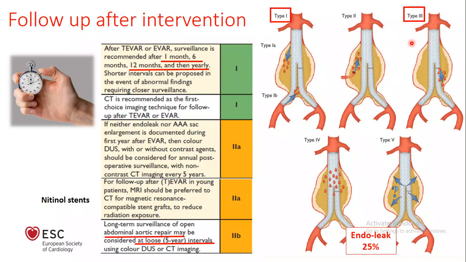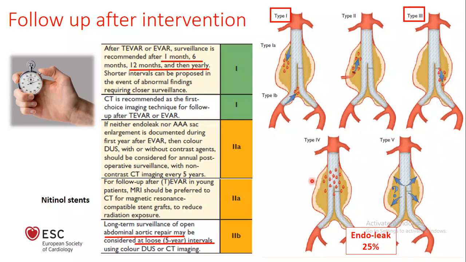Type 3 is mainly due to mechanical disintegration of the graft stent, and this actually needs active intervention with another limb to seal this defect, because it also has a poor prognosis. Both type 1 and type 3 have the poorest prognosis.